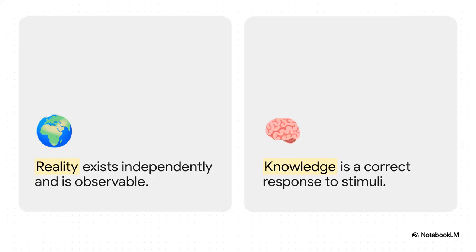So, what does this actually mean for learning? Well, in the behaviorist view, reality just exists independently out there and it's completely observable. Knowledge, then, is simply a correct response to external stimuli. You get a stimulus, you give the correct response, and boom, that behavior gets reinforced. It's all about creating a relatively permanent change in behavior that we can actually see.